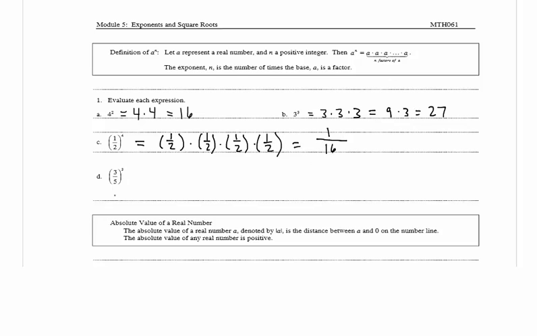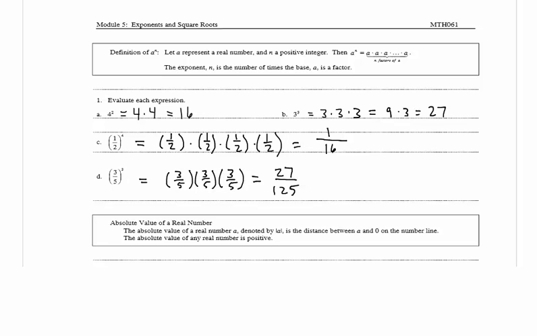In D, we have 3 over 5 raised to the 3rd power. So our base is 3/5, and we have 3 factors of it. So we're going to have 3/5 times 3/5 times 3/5. 3 times 3 times 3 is 27. We saw that above. And 5 times 5 is 25. Times 5 is 125.